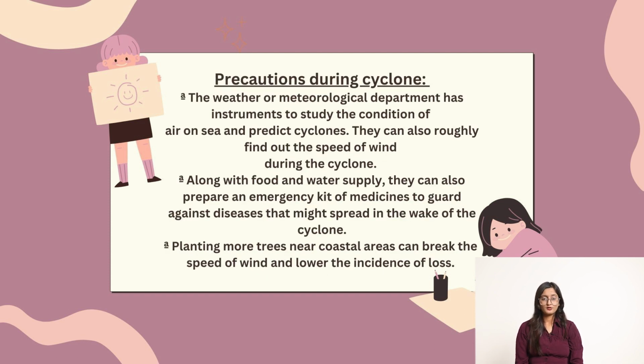Precaution during cyclone. The weather or meteorological department has instruments to study the condition of air on sea and predict cyclones. They can also roughly find out the speed of wind during the cyclone. Along with food and water supply, people can also prepare an emergency kit of medicines to guard against disease that might spread in the wake of the cyclone. Planting more trees near coastal areas can break the speed of winds and lower the incidence of loss.